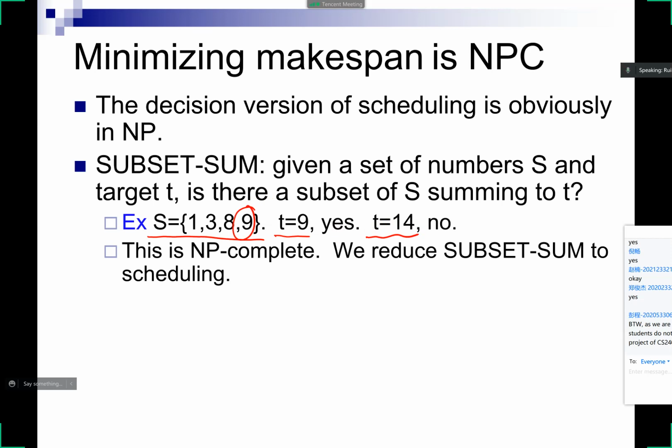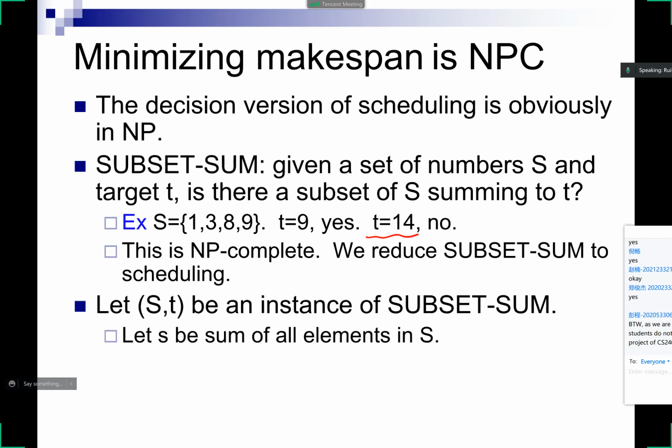So therefore, this is a no instance. Yeah, and we actually proved that this problem is NP-complete. So if we can show that subset sum reduces to scheduling, then that would show that scheduling is also NP-complete. So to do this, let's let this be an instance of subset sum.